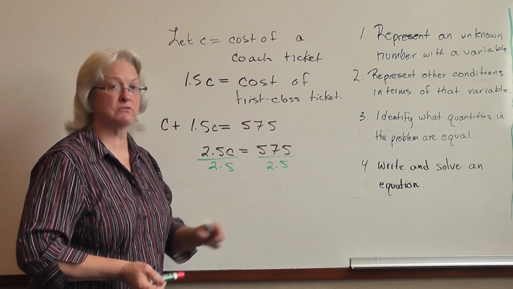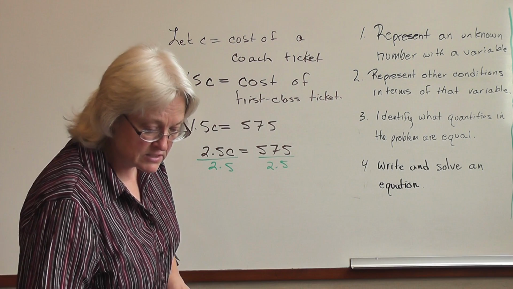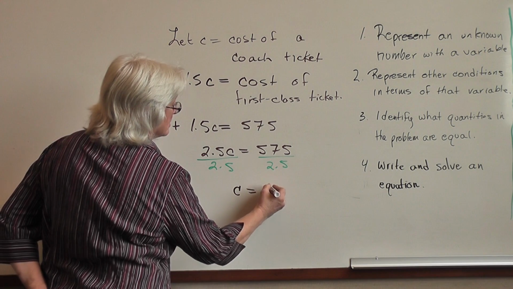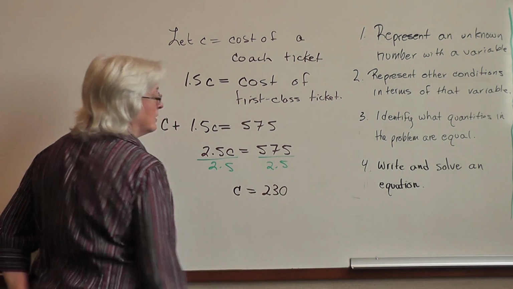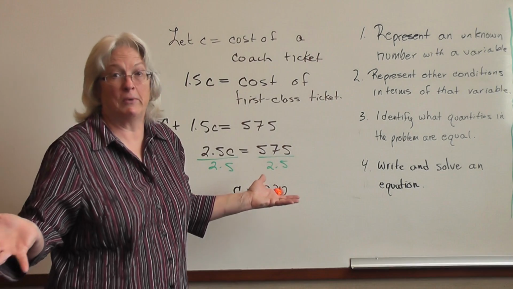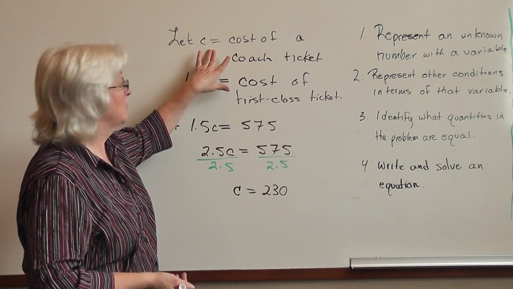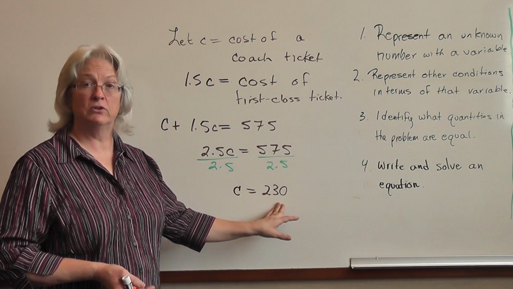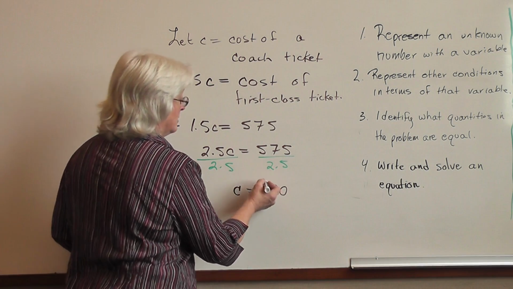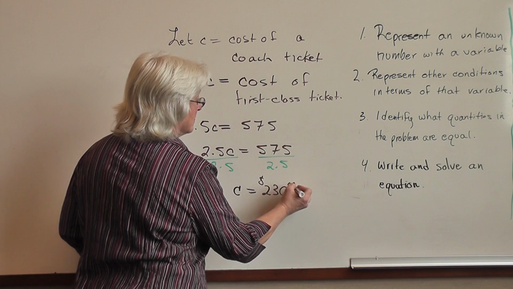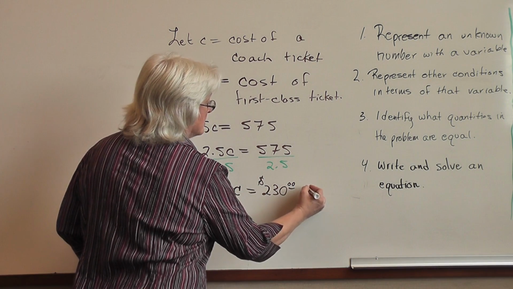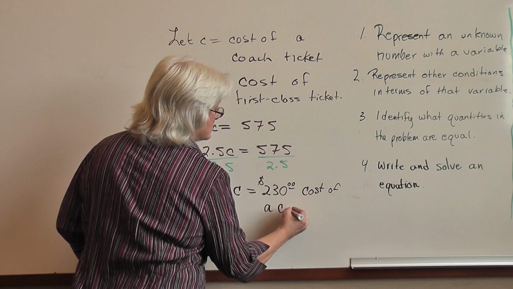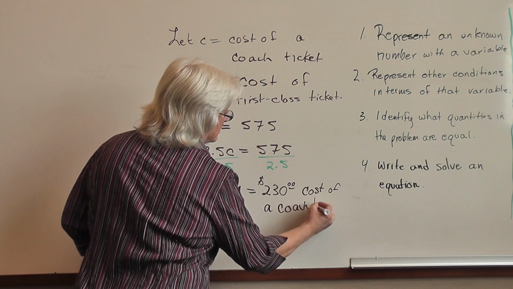When you complete this arithmetic, you see that the answer is C is equal to 230. 230 what? 230 bananas? What is C? We defined C to be the cost of a coach ticket. So $230 is the cost of a coach ticket, and you would identify this as the cost of a coach ticket.